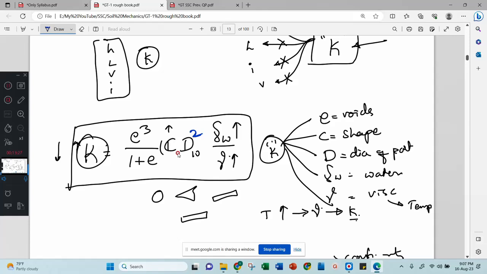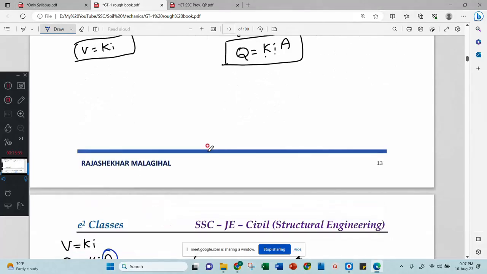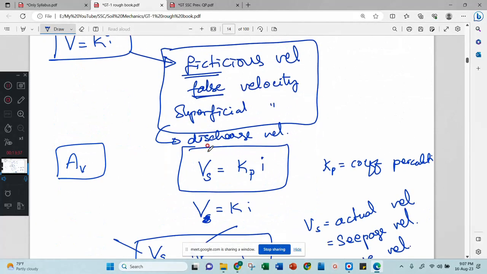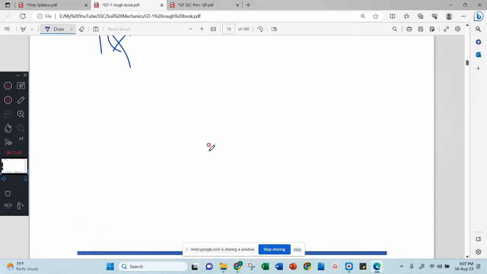Okay, D10 square. Right now we have understood permeability, coefficient of permeability, coefficient of percolation, discharge, Darcy's law, and all these things. Now we will go further. How to determine this permeability in the laboratory? Not only in the laboratory, how to determine permeability, that we will see. Coefficient of permeability, how to determine?